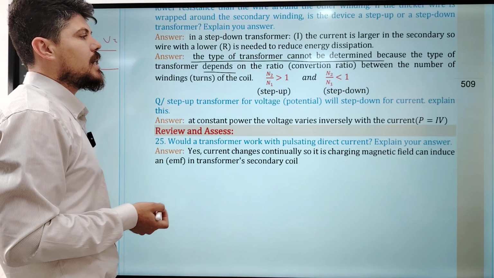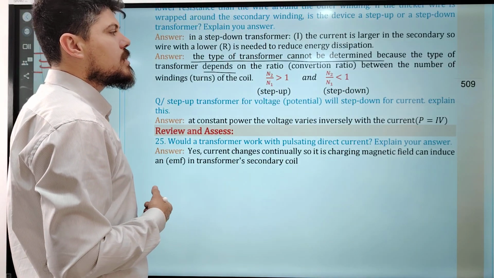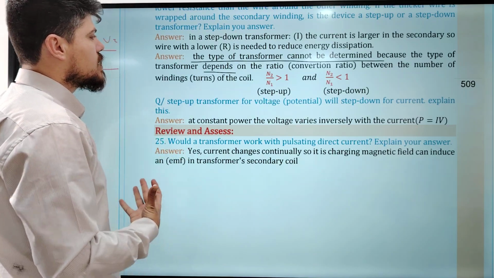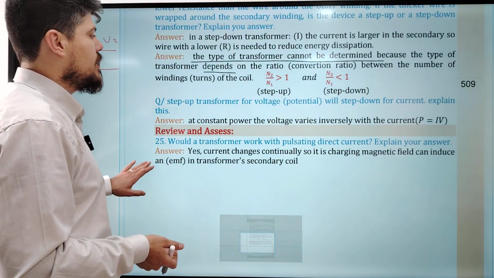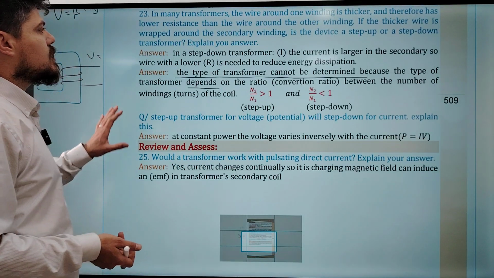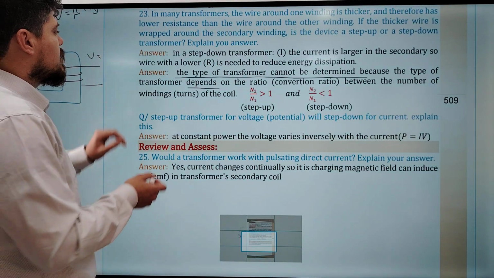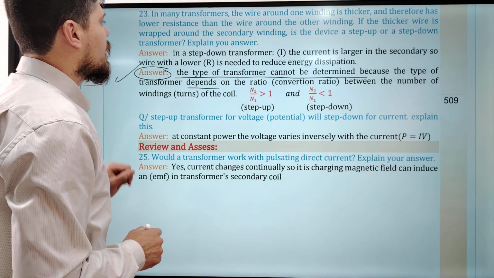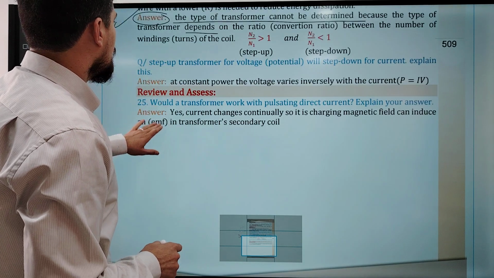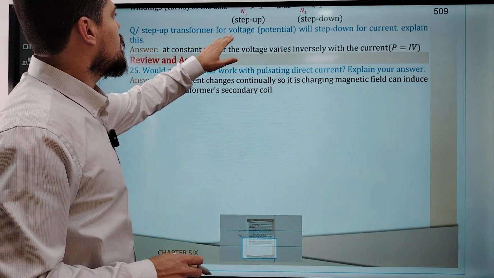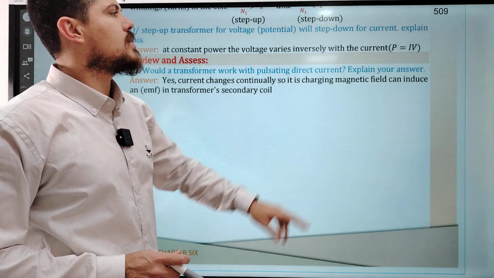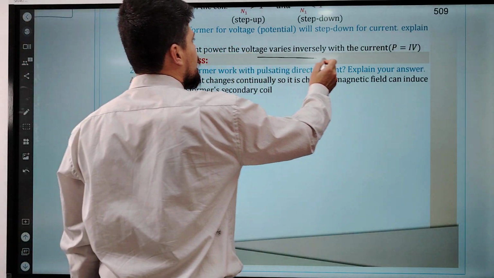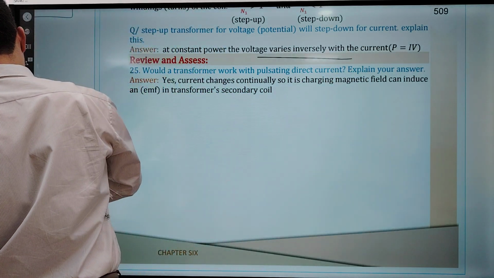If the conversion ratio is bigger than 1, this type of transformer is step up. If the conversion ratio is less than 1, this type of transformer is step down. So it means that this question has two answers. The second answer, according to the last update of the book, is correct. So the step-up transformer for potential difference will be step down for the current. Yes, according to this equation, at constant power, potential difference varies inversely with the current.